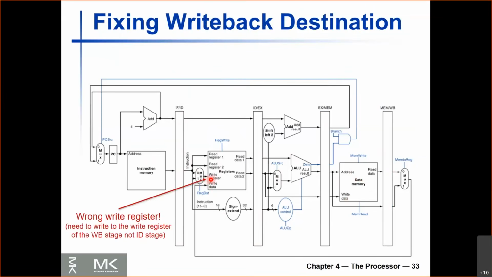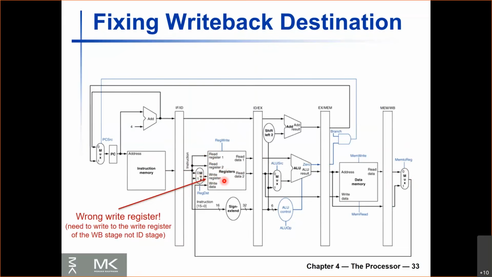Why is that? Well, when we want to write to the register file, we are writing in the writeback stage. So the value that we want to write to the register file belongs to the instruction that's going to be here in the writeback stage. However, over here, we're providing the number for the instruction that's being decoded. We only want to read the registers for the instruction in the instruction decode stage. We don't want to write the register for the instruction in the decode stage. We want to write the register for the instruction in the writeback stage.